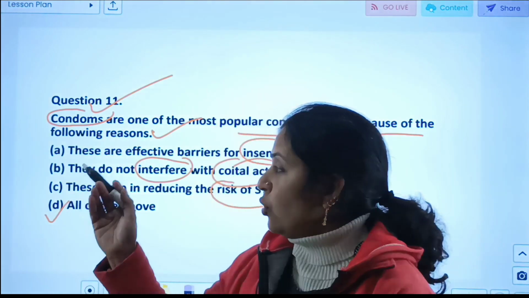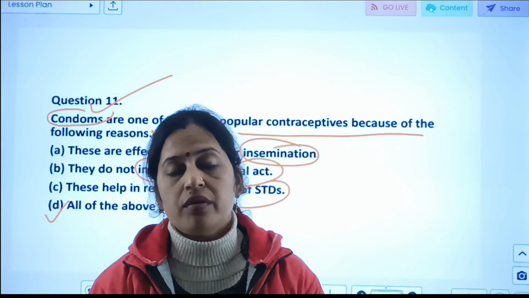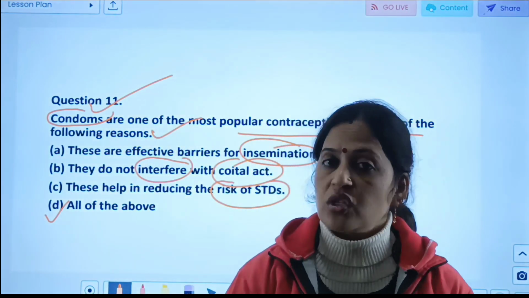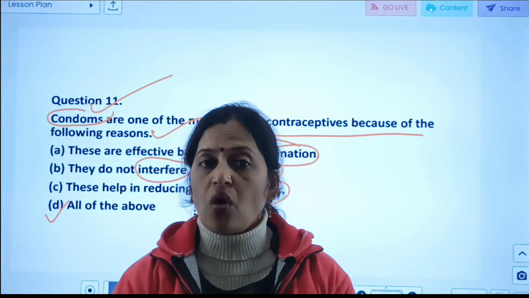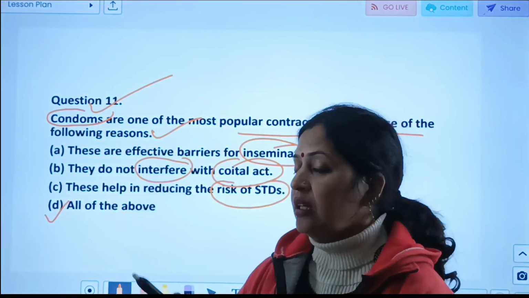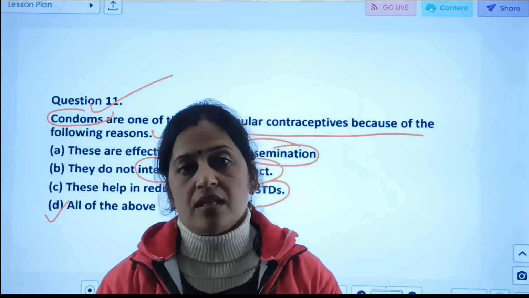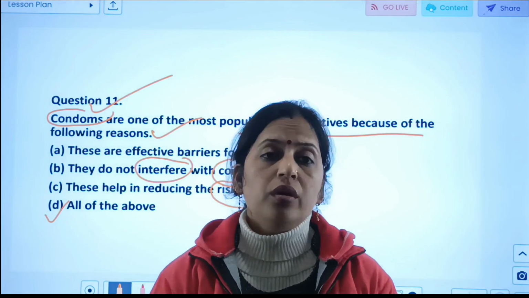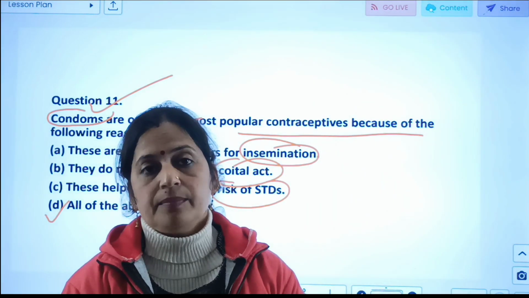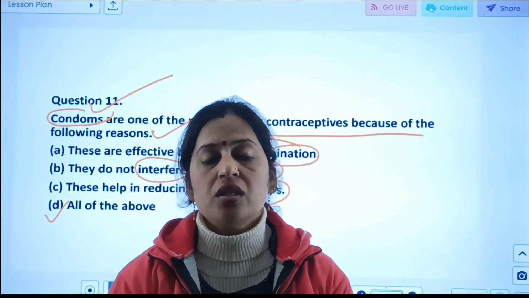अभी हमने कहा कि आपके कंडोम्स, these are the most effective contraceptives due to the following reasons. Number one, they are most effective barriers, especially for the insemination. Second, they do not interfere with the coital act or the coitus. Third, they help in reducing the risk of the sexually transmitted diseases. So you have to find out how we can say that these contraceptives are most effective. तो इसमें सारे के सारे reasons सही हैं.